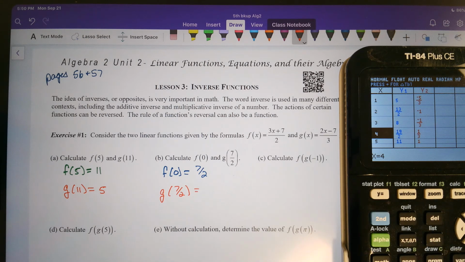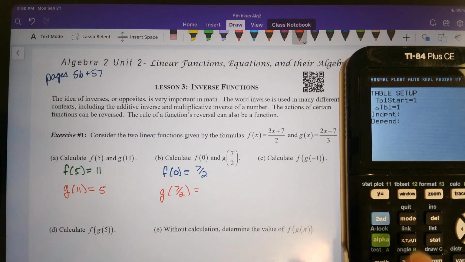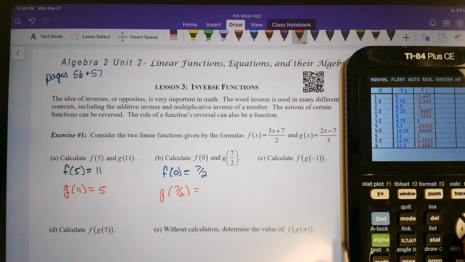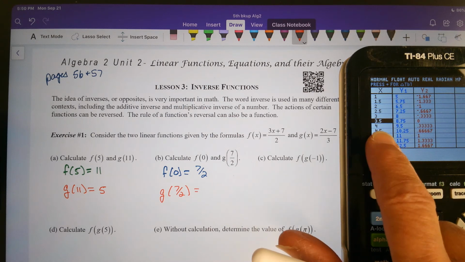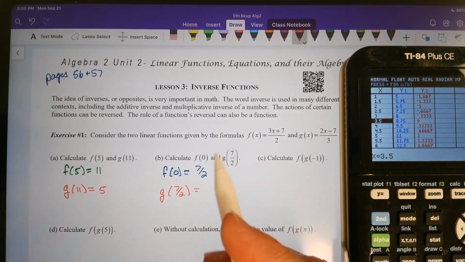Alright, so the other way of doing that is if I change my table, so second window, table set, and instead of going by ones, I could go by a half, 0.5. I change that to 0.5, and then go back to the table. Now I have g of 3.5, right? 7/2 is equivalent to 3.5, and g of it is 0.